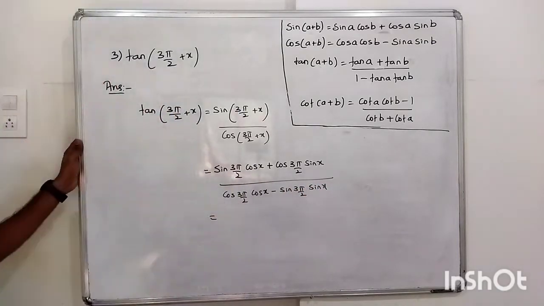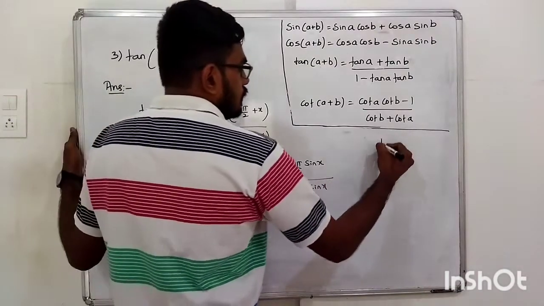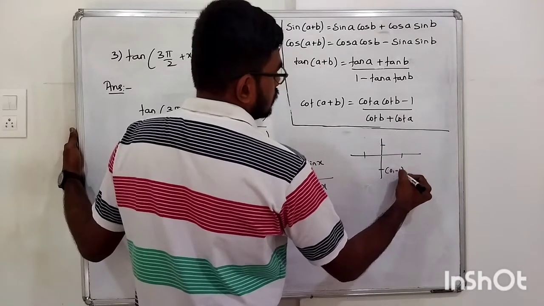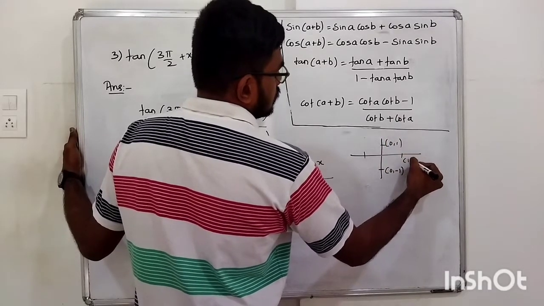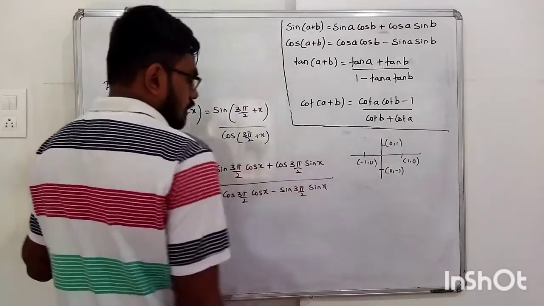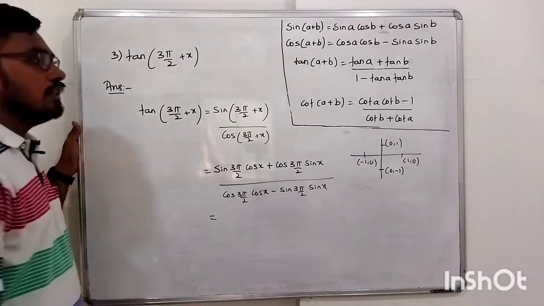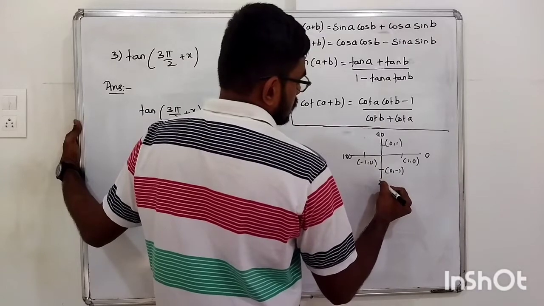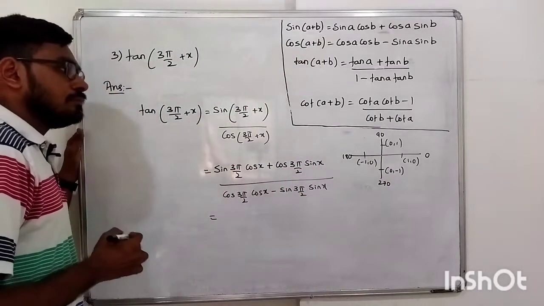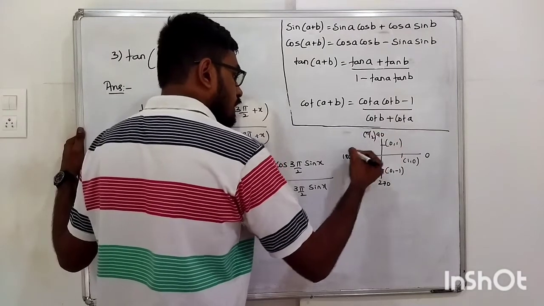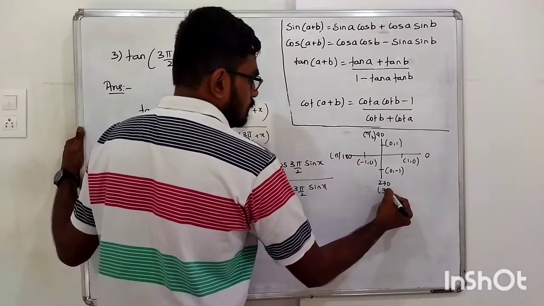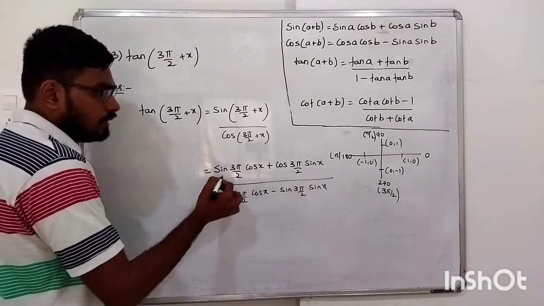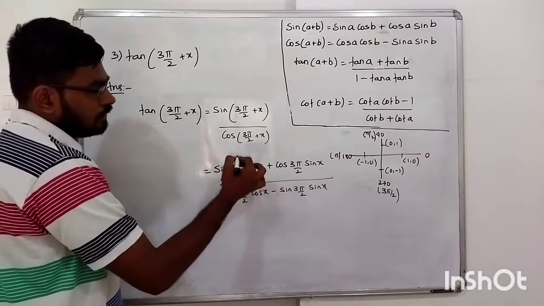Now you just put the value of sin 3 pi by 2. Sin 3 pi by 2 is here: (0, 1), (1, 0), (-1, 0), (0, -1). Sine of 3 pi by 2 is sine of 270 degrees. Here it is 0, 90, 180, 270, and 270 is 3 pi by 2. This is pi by 2, this is pi, this is 3 pi by 2. You can calculate. So sine of 3 pi by 2 is minus 1.